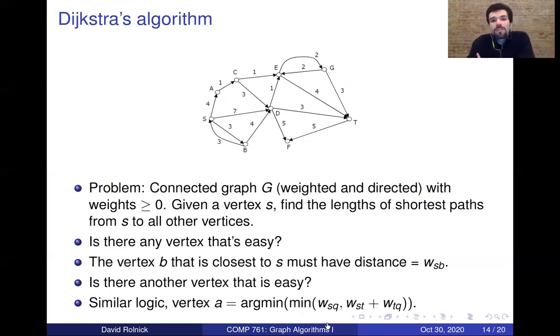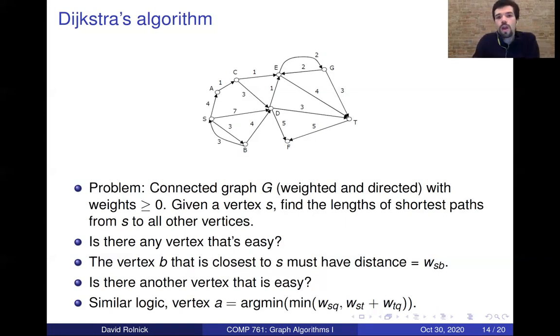Okay, so let's think about this again. So there are, again, three cases. We're trying to work out whether, if we pick the vertex A here, there could be another shorter path to A. So could there be a shorter path to A than is given by this? We're considering both paths S to A and then paths S to B directly to A.